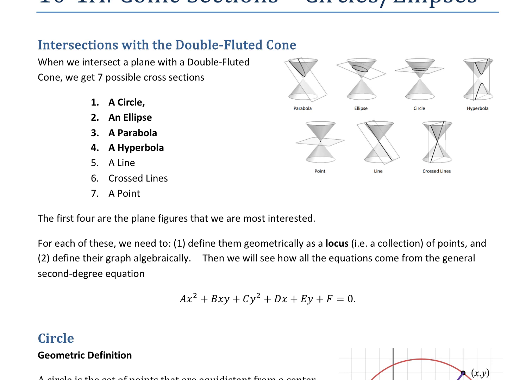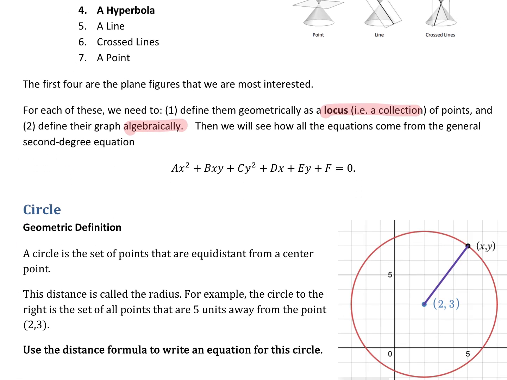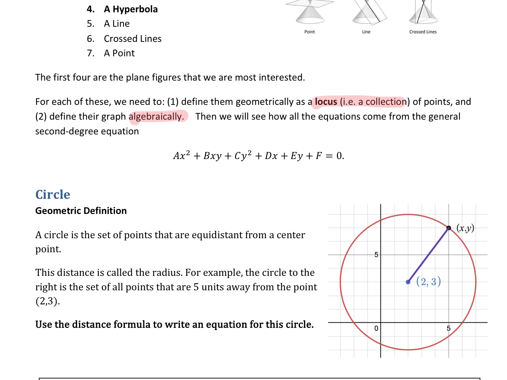And for each of these, geometrically, we call these a locus of points. A locus means a collection of points. So a locus is all the points that make something true here. And we can also define them algebraically through an equation. We can put those together to come up with some good characteristics or useful equations for each of them.